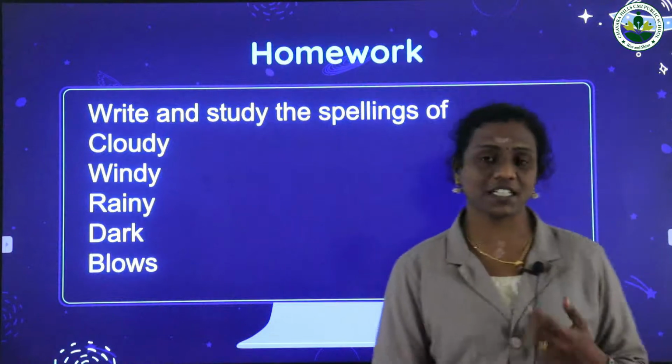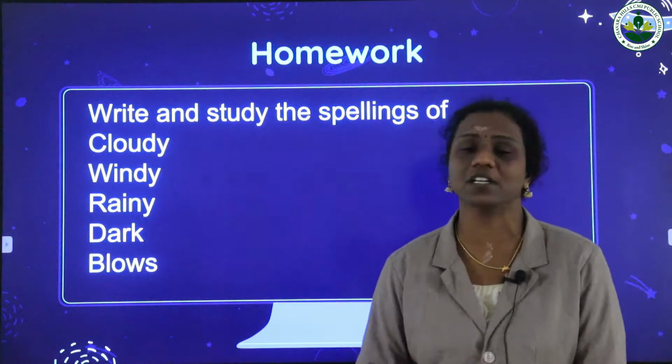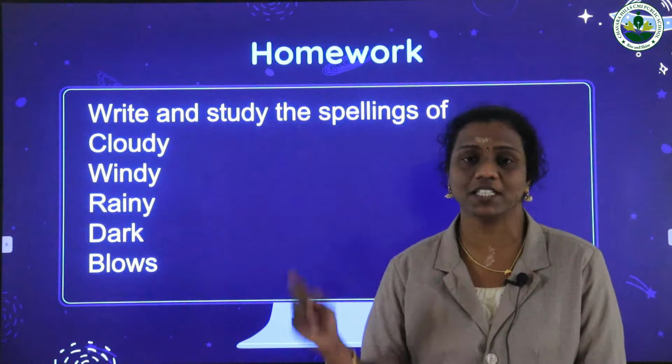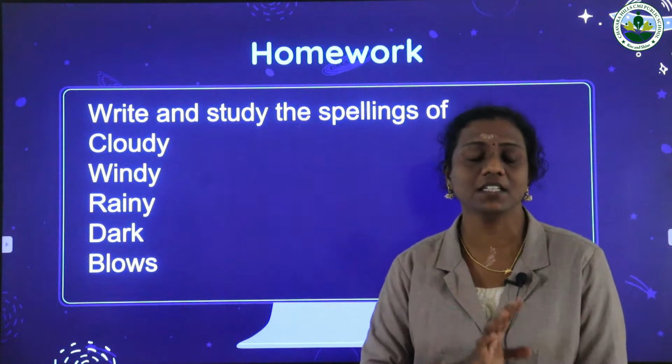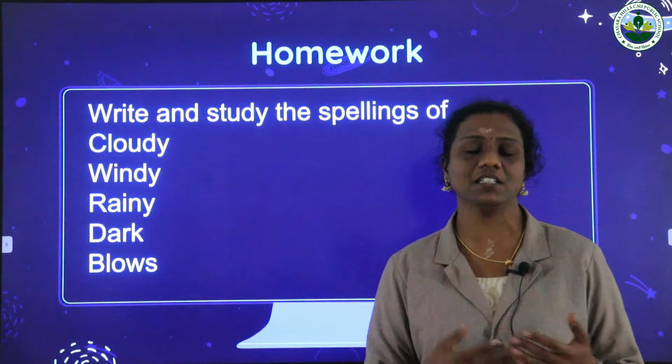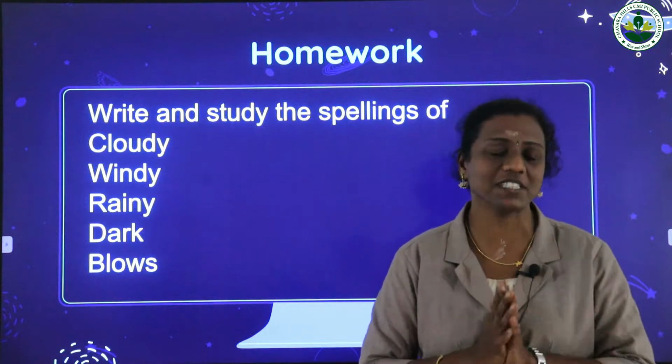So we will see in the next class. At that time you have to read your lesson very well. Read the lesson 3 times and also study the spellings and study the different types of weather and what are the things that we can see on that particular day. So we will see in the next class.